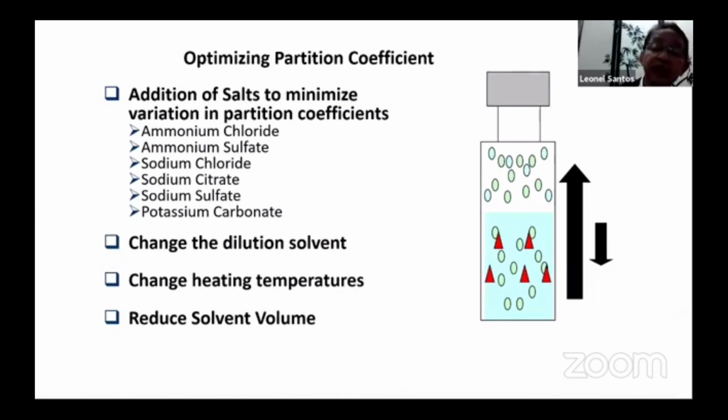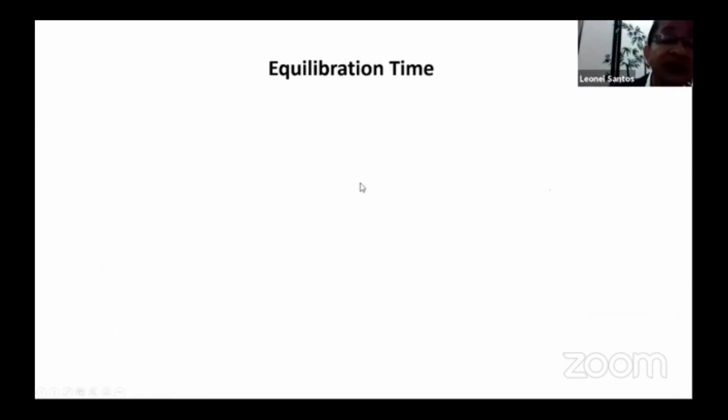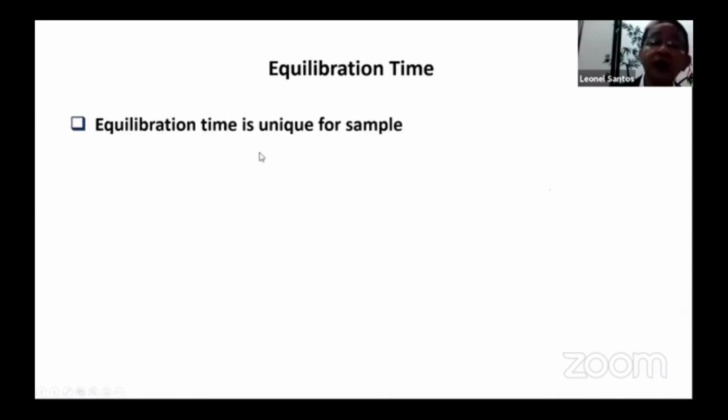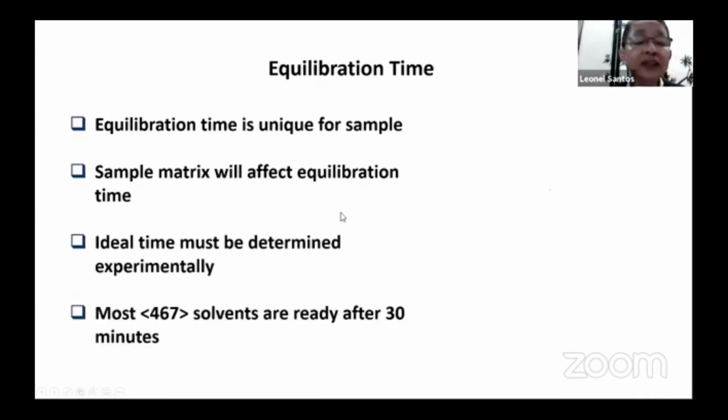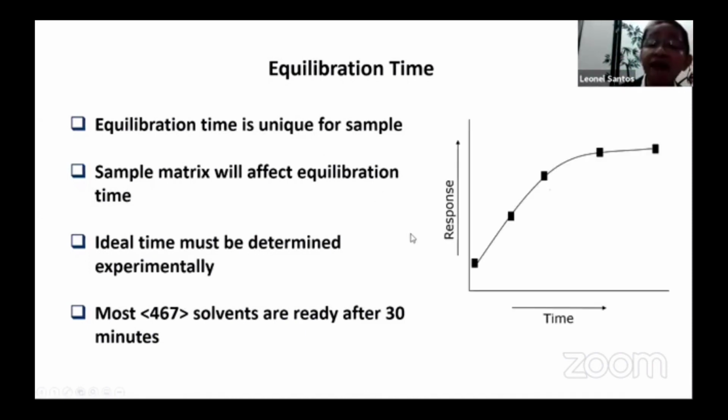because the idea here is you have a sample dissolved in a liquid and you're heating up the sample. It takes time for it to equilibrate, but the smaller volume you have, the more concentration you have, but the molar ratio would be the same in the headspace. So the headspace is the one that you actually inject in the GC. In terms of equilibration time, you need to determine the equilibration time of your sample experimentally. The ideal time is determined experimentally, but most of the solvents are ready after half an hour.